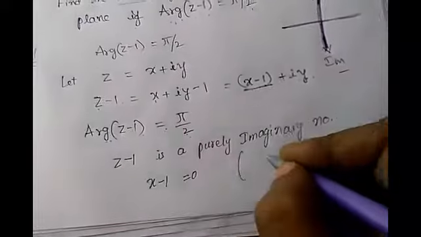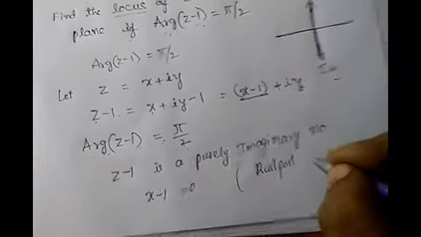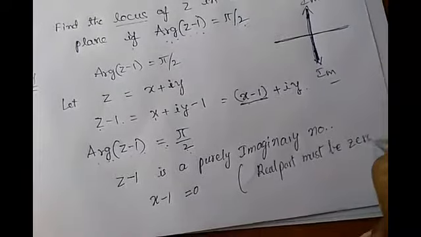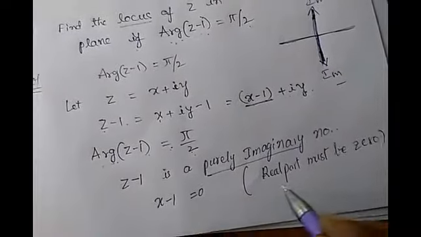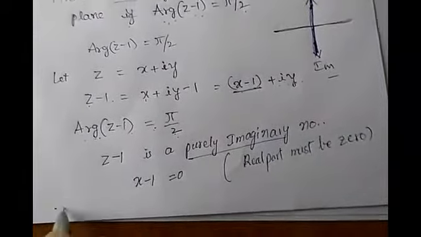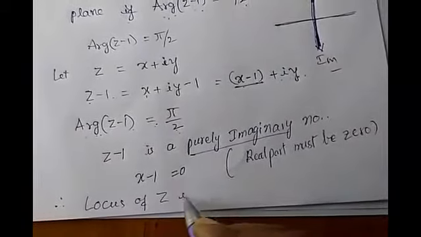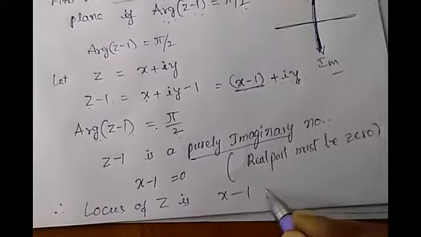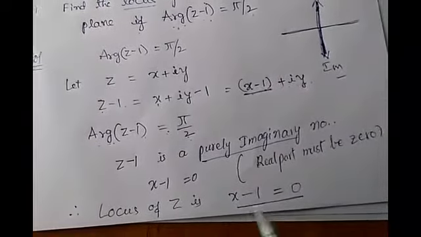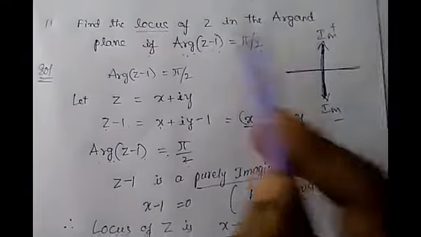Purely imaginary number means what? Real part must be 0. Now we got x minus 1 is equal to 0. Therefore, the locus of Z is what? Locus of Z is x minus 1 equal to 0. This is the required locus of Z. In this manner, we can find the locus of Z. Okay.